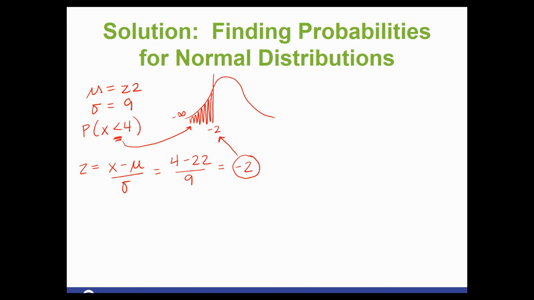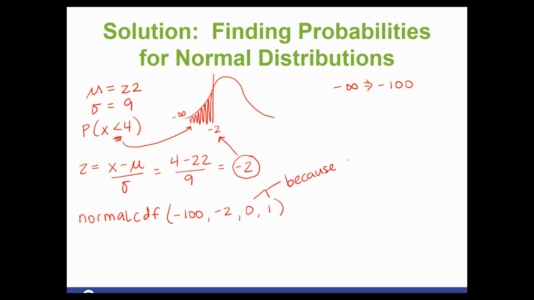Now, because we have the sketch, it makes it a little bit easier when we go to do NormalCDF. So second vars, click again on NormalCDF. Our lower bound is -100. And again, negative infinity, same thing as using -100 in our calculator. -2 for upper, 0 and 1 for mean and standard deviation because we are using z-scores.